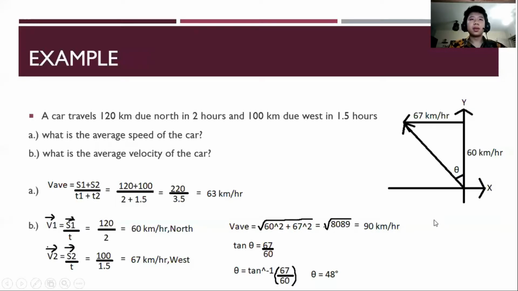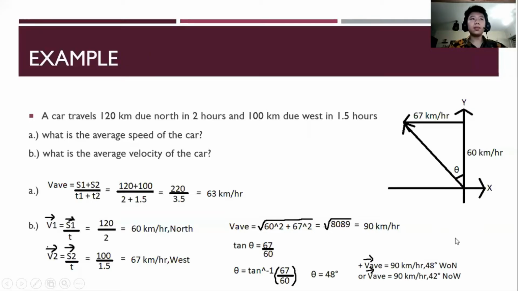Now that we know the degree and also the average velocity, we just need to put it together. So average velocity equals 90 km per hour, 48 degrees west of north, since 48 degrees is nearer to the north part. Or we can say average velocity equals 90 km per hour, 42 degrees north of west.